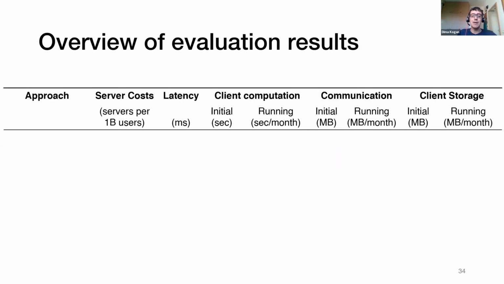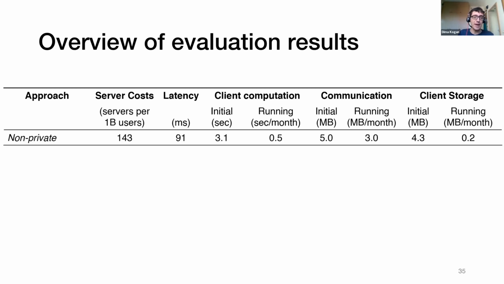So I do want to finish the talk by summarizing the different approaches using PIR for blocklist lookups, or in this case for private safe browsing. We have the baseline, which is the non-private lookups, the way that safe browsing works today. We can see how it fares on the different metrics: server cost, here it's how many servers you need to serve roughly 1 billion users, the latency, the client computation, communication, and client storage.